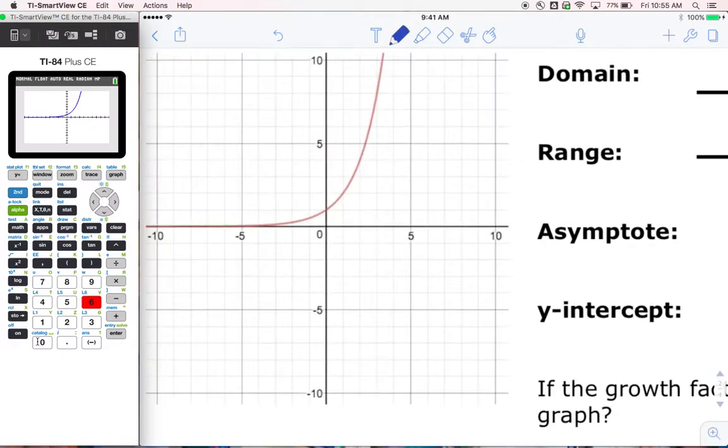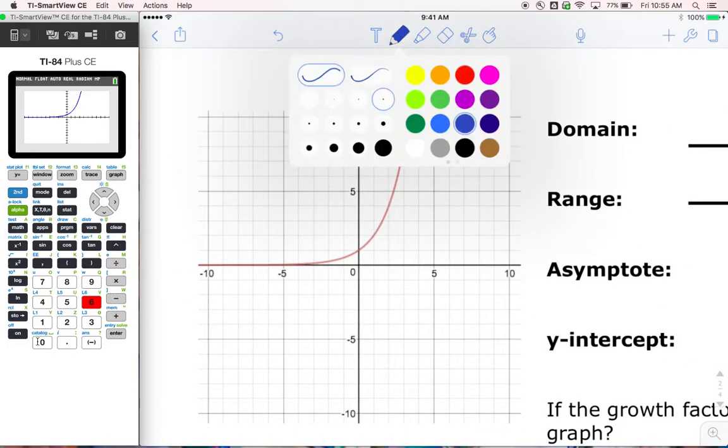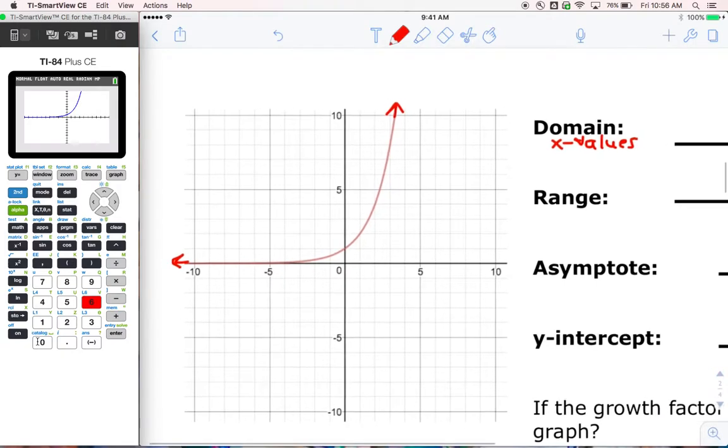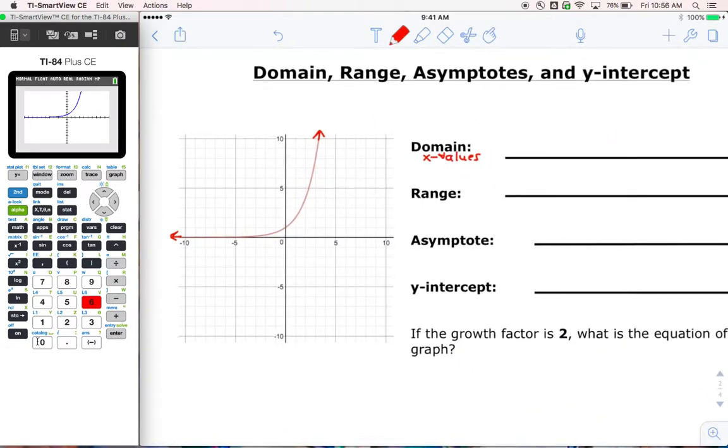Now, my domain, remember, domain is x values, right? Domain, we're talking about x values. So when I'm looking at this graph, I can tell that it's going up this way forever. It's also going left forever. It's going up and right, getting further and further right every time. If my graph is going left forever and right forever, then my domain is all real numbers, right? From negative infinity to positive infinity, all real numbers.